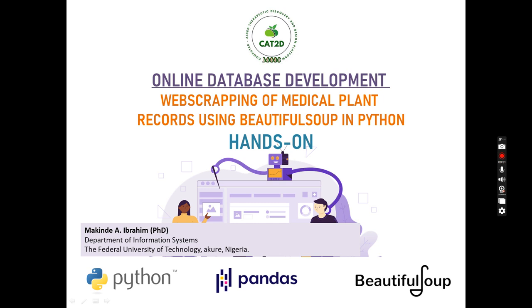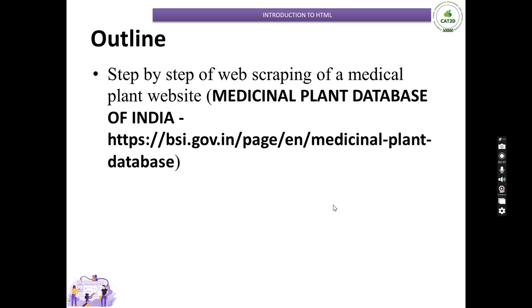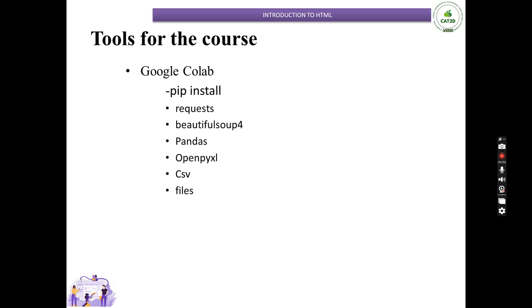And for this section, we'll be looking at 4 or 5 basic things. Number one is we'll be visiting the medical plant database of India, where we'll be making use of their data records. We'll be scraping from their website. At the same time, we'll be making use of several Python libraries, and we'll be running our code on Google Colab, which we've been doing all the while. So we'll be looking at about 6 different libraries.